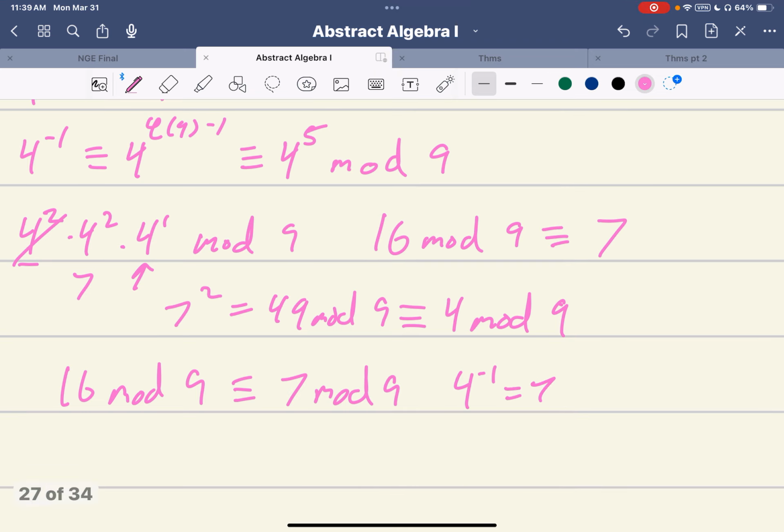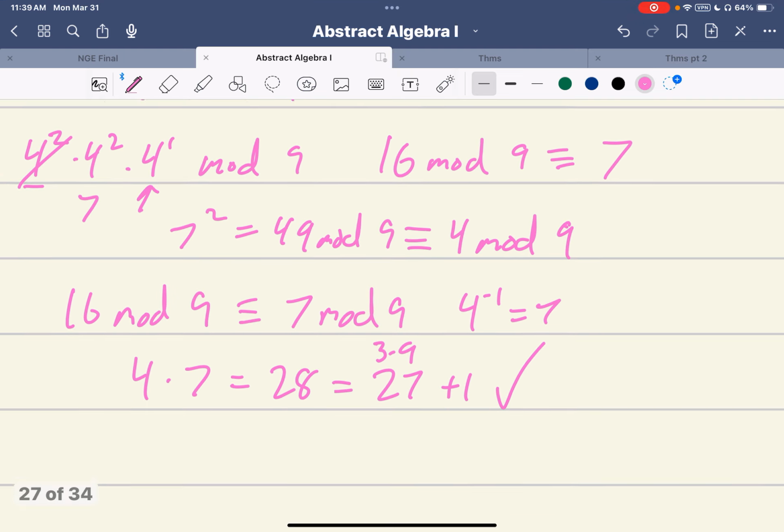Let's double check that. 4 times 7 is going to equal 28. If we divide that by 9, we're going to have 27 plus 1. This is 3 times 9. So yep, they're inverses. You get 1 under mod 9.